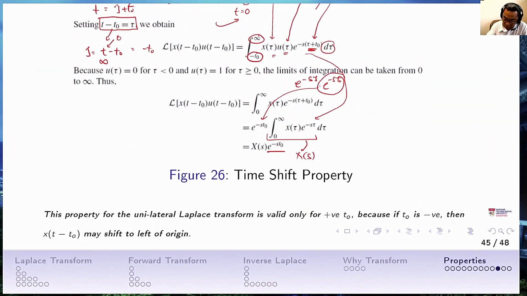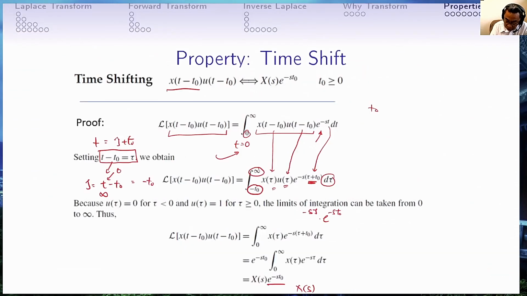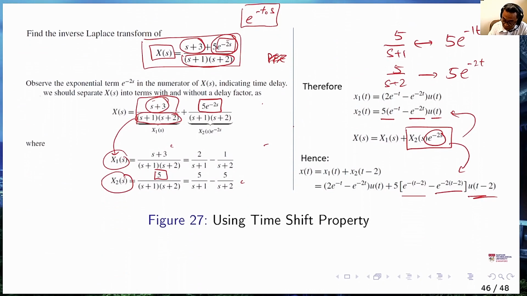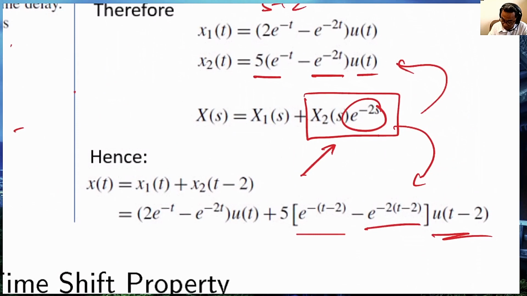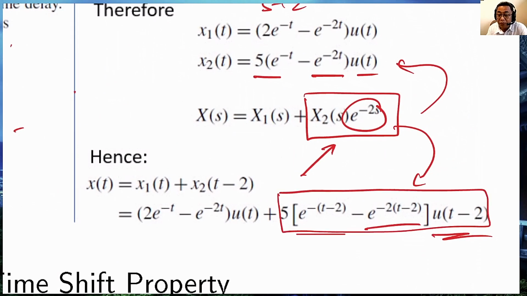Remember, this is the property that we are using. A time delayed version will have X(s) multiplied by e to the minus s t naught. We are using this in this expression over here to get this expression on the bottom, which is a delayed version, t minus 2. X1 is the standard one, so you can get the results easily by inspection.